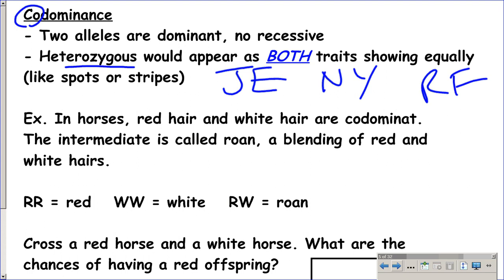In horses, red hair and white hair are codominant. That means we know that both of those are going to be expressed if they're there. The intermediate just has a different color. It's called roan, and it says a blending of red hairs and white hairs. I'm just going to put red hairs and white hairs. I don't want you to even think the word blending right now.